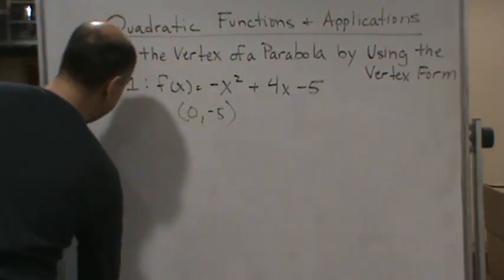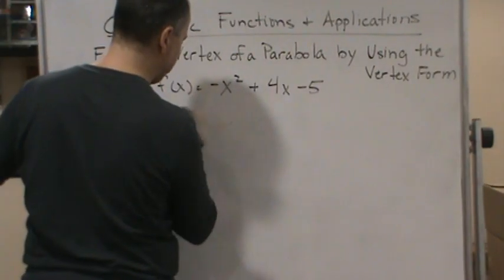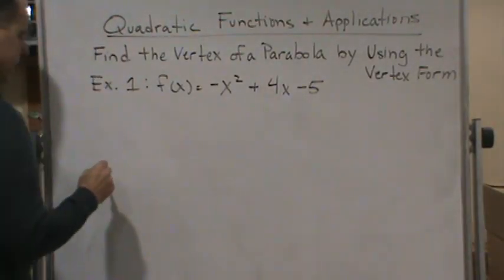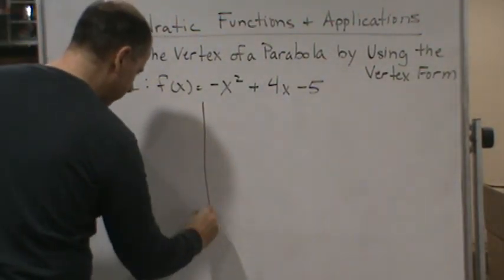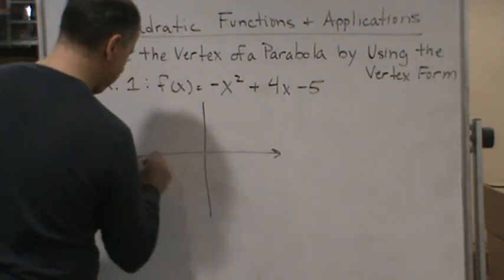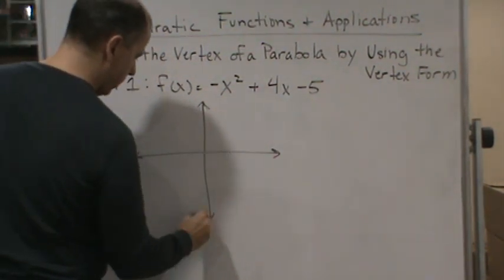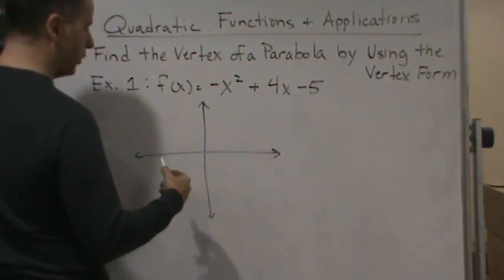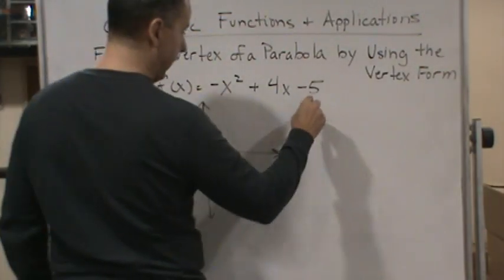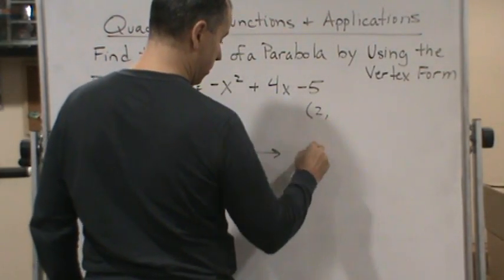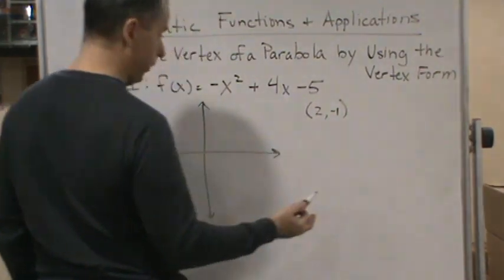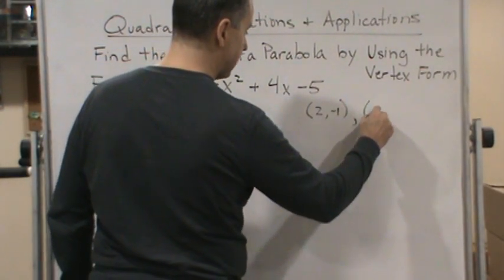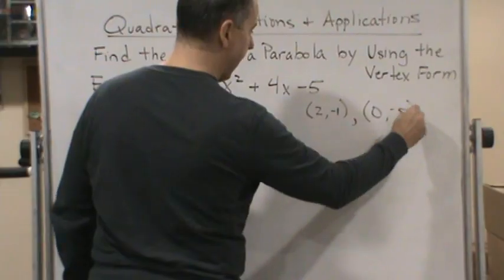Okay, now that we know all the information, we can sketch the graph of this, right? So again, all you have to do is draw your axes, do your tick marks, and make sure you realize the vertex is at (2, -1). There are no x-intercepts. The y-intercept is at (0, -5), right?